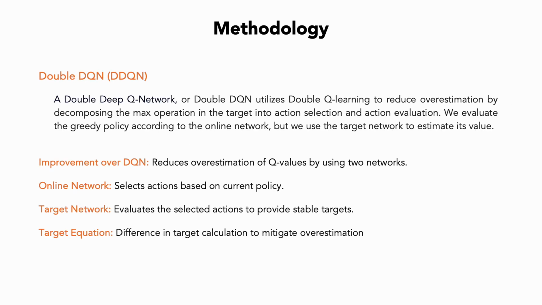DDQN improves upon DQN by addressing the issue of overestimation of Q values. In DDQN, two separate neural networks are used, the online network and the target network. The online network selects actions based on the current policy, and the target network evaluates the selected actions to provide stable targets. The key improvement in DDQN is in the target calculation: while the online network selects the best action, the target network evaluates its value, reducing overestimation and leading to more stable and reliable learning.